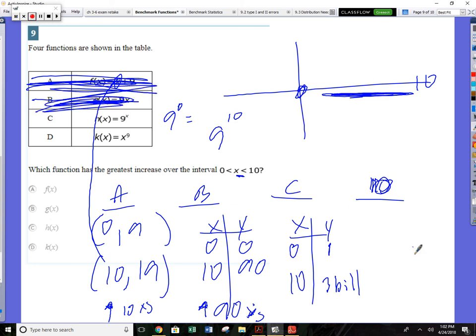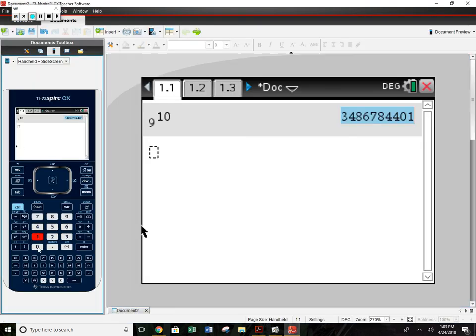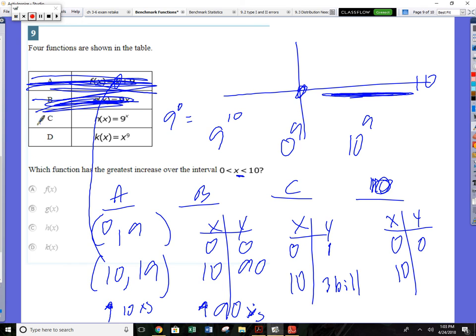Now we just got to test out D. What is 0 to the 9th? What's 0 times 0 times 0 times 0, 9 times? Okay, that's a 0. Now let's do 10. What is 10 to the 9th? So let's go here on the calculator. Let's go 10 to the 9th. It's only 1 billion. Ooh, 1 billion. So this guy gave us 3 billion. So we're going to go with C.